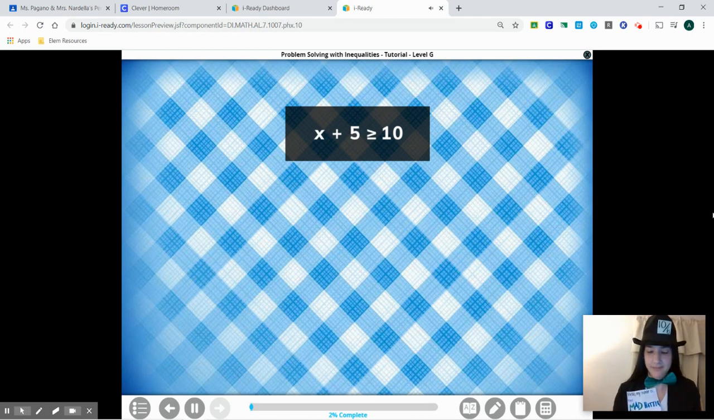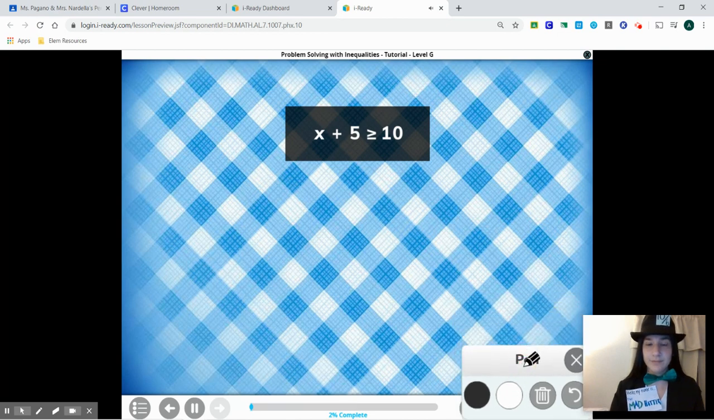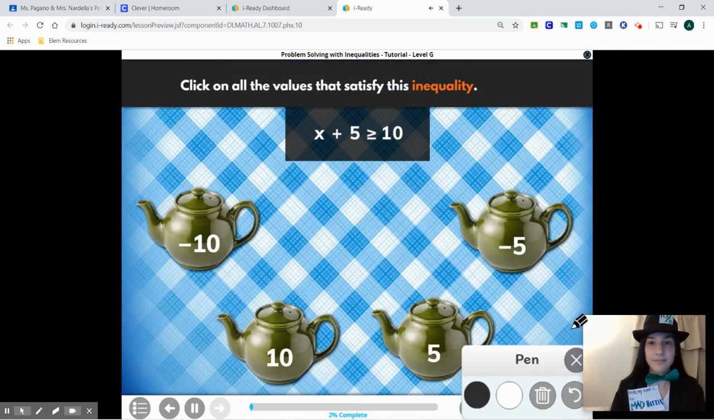So all I have to do is see which numbers can be substituted in to make the inequality true? Oh, we have ourselves a smart one here. Click on all the values that satisfy this inequality. Okay, so here we go. We're going to start from left to right, and we're going to use our pen to substitute our values in for x. The first value we see is -10, so we're going to substitute that in for our x.